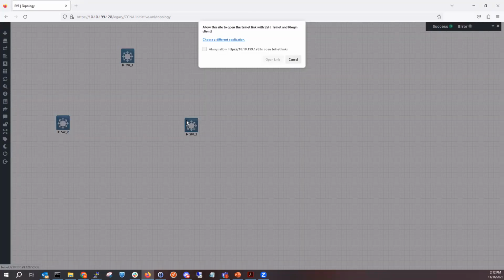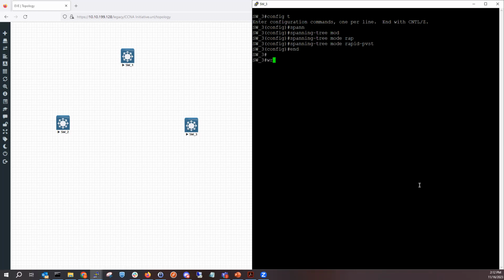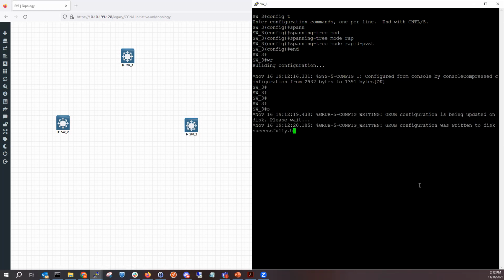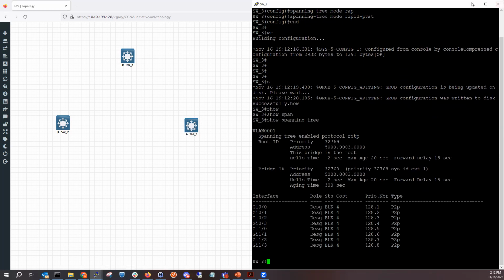All right, let's do it on switch 3. Let's go ahead and go to configuration mode, global configuration mode. Let's make a change to the entire switch. There we go. Save our config, and let's go ahead and trust but verify. So, spanning tree. There we go. All right, so we have that all set.